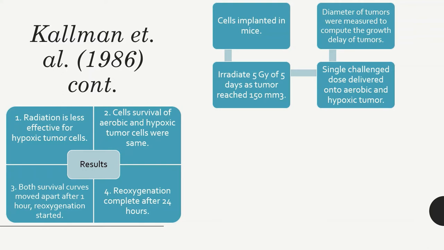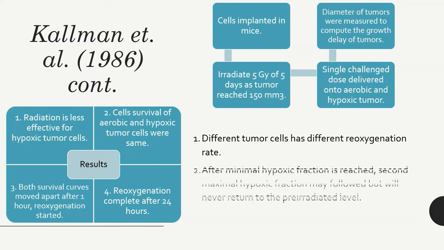So this caused their survival curves to be parallel to each other, but both survival curves move apart after 1 hour. This is because for the aerobic group, the reoxygenation process has started. And they observed that the reoxygenation of the aerobic tumor group completes after 24 hours. They then concluded that different tumor cells have different reoxygenation rates.